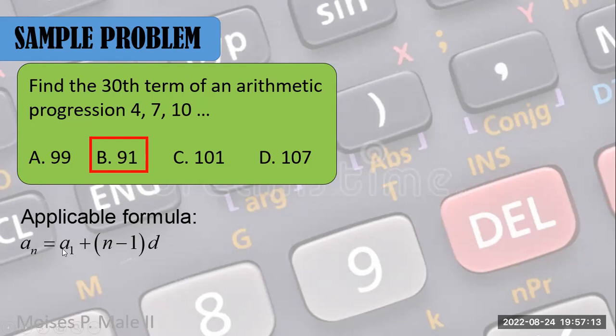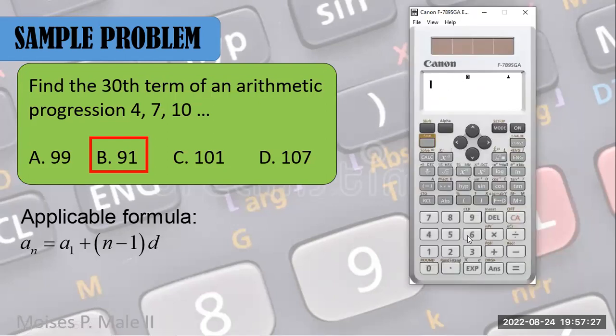Okay, so using the formula, 30th term lang, pwede, no? So lagay niyo yung A1, which is 4, yung number of terms is 30, yung D is subtract nyo lang, which is 3. Okay, so try natin using the formula. 4 plus 30 minus 1 times the common difference na 7 minus 4 is 3. Okay, so you have 91.